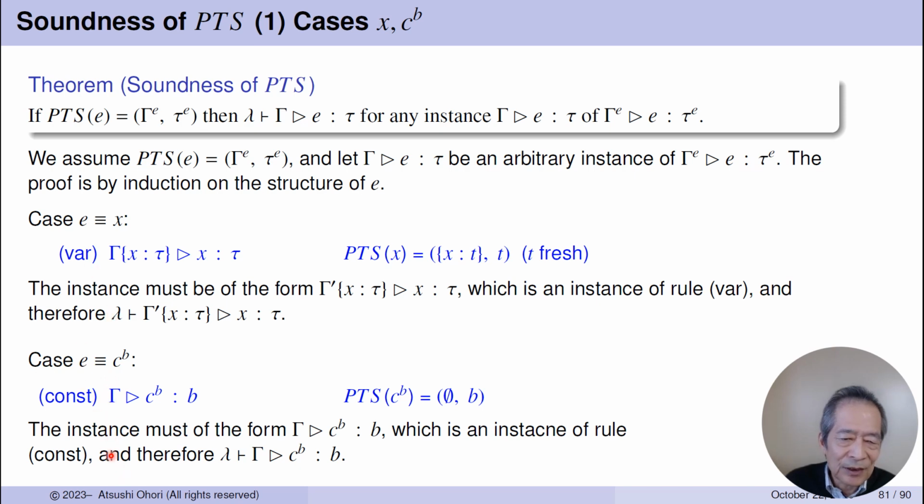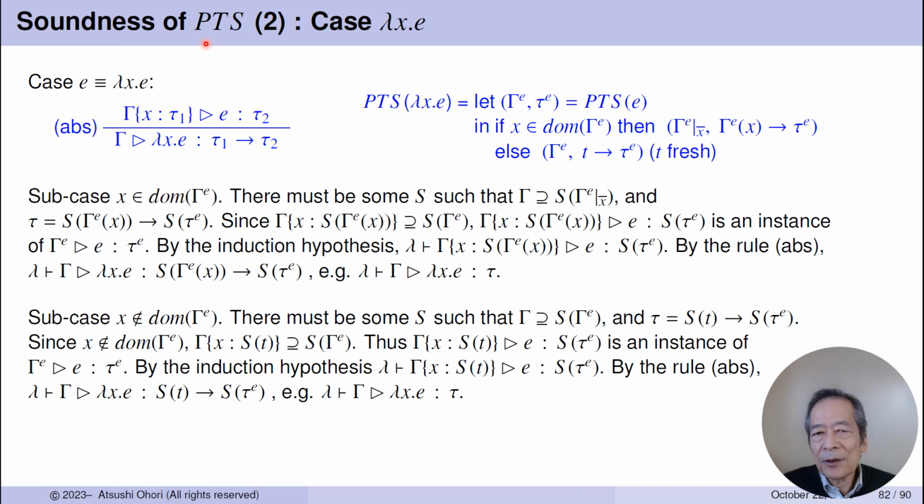Let's go to the other cases. The soundness of PTS for the case of lambda x of E. In this case, now we use E and E is the same. But now this notation we use according to the definition of PTS, right? So the E is of this shape, right? And this is a comment, right? This is a typing rule for this term, and this is the definition of PTS. And we do reason about this expression, right?